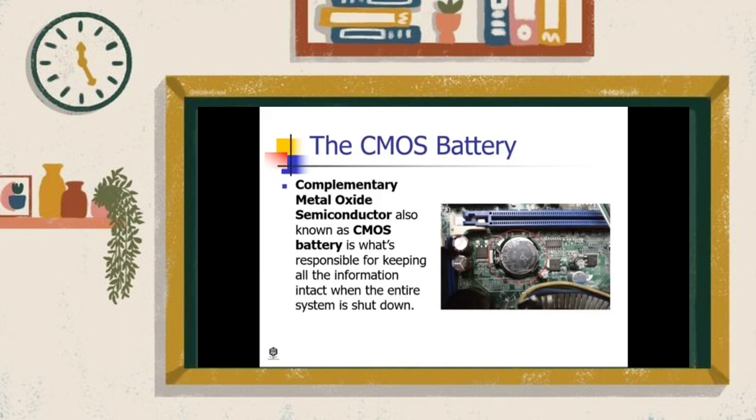Next, the CMOS battery. Complementary metal oxide semiconductor, also known as CMOS battery, is what's responsible for keeping all the information intact when the entire system is shut down. All motherboards include a small separate block for CMOS, which is kept alive by a battery known as a CMOS battery, even when the PC's power is off. This prevents reconfiguration when the PC is powered on.